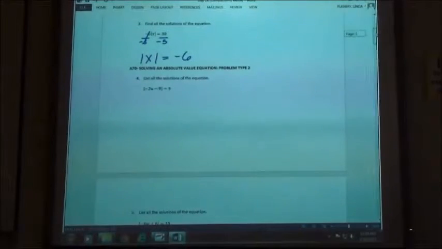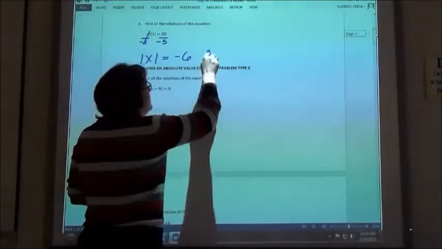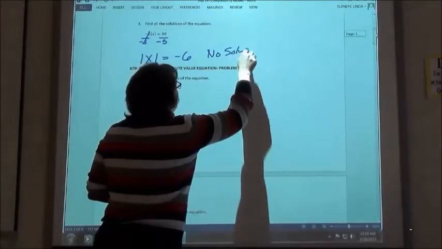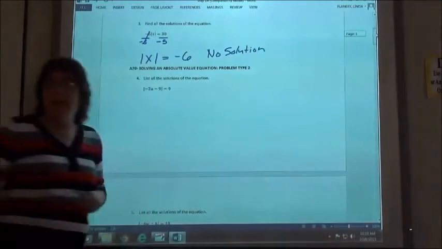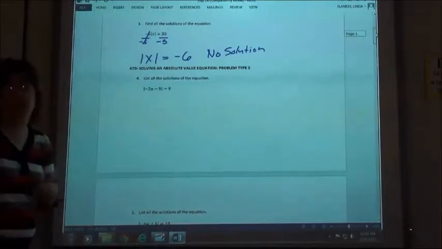Absolute values always equal positive numbers, right? So if I get the absolute value equals negative 6, my answer is going to be no solution. I can't have an absolute value equal to a negative number, because when I do the absolute value, it always becomes positive, not negative. So if you have something like that, you're going to say, oh, I can't do that. Absolute values can't equal negative numbers. X is going to be no solution. It's going to be no solution, I can't do it.